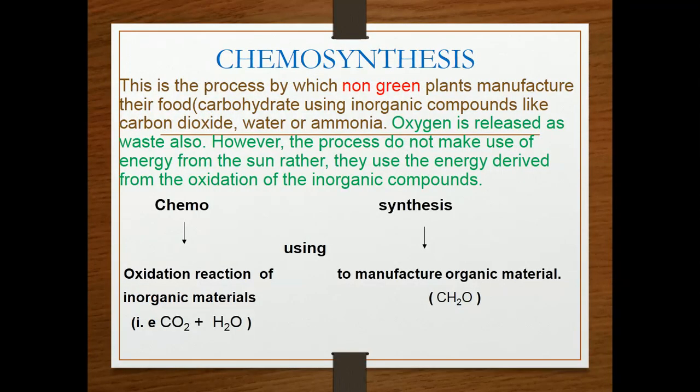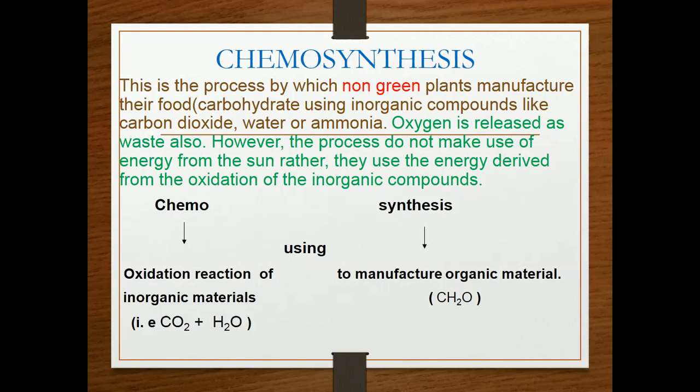Okay, chemosynthesis. This is the process by which non-green plants manufacture their own food, using inorganic compounds or components like carbon dioxide, water, or ammonia. Now, oxygen is released as a waste product as well. However, the process does not make use of energy from the sun. So how do they get their energy? They use the energy derived from oxidation. Oxidation is a kind of chemical reaction of the inorganic compounds.